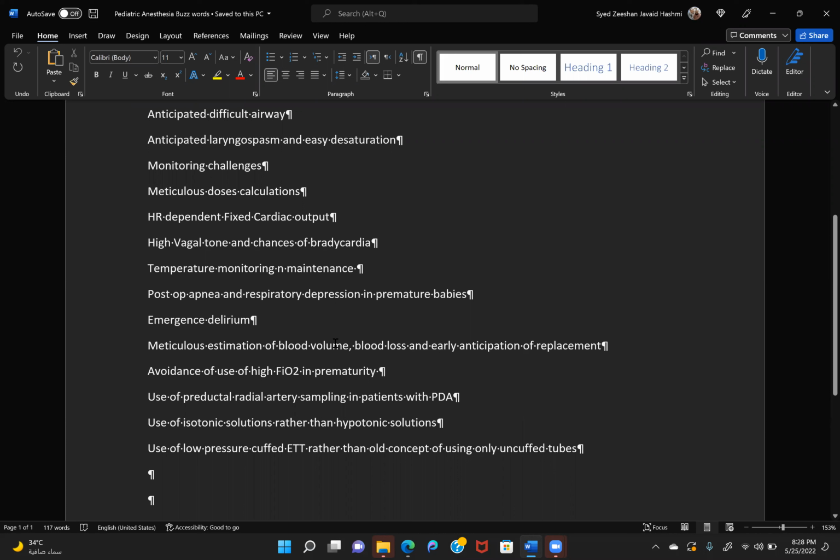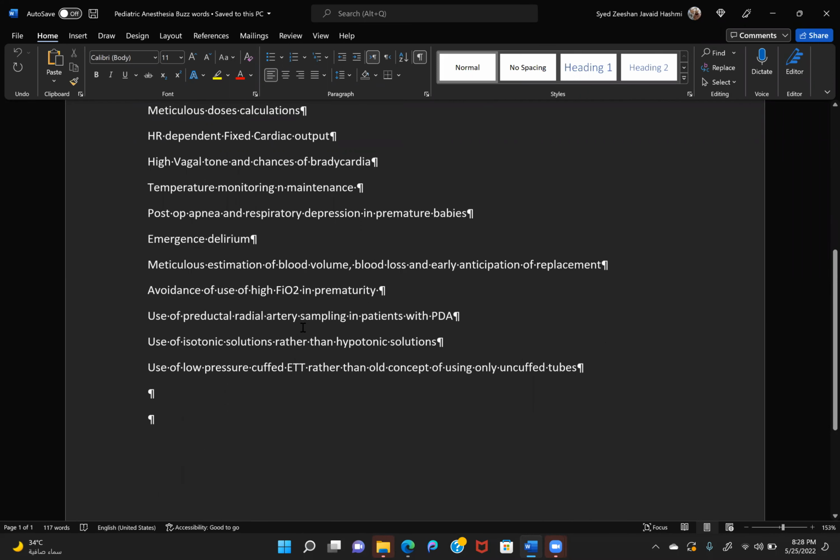So you have to be very careful about calculating the blood volume, calculating the allowable blood loss, and early recognition and anticipation. So that is another important thing. I could just chalk out these few things. These are the things I will be telling you.